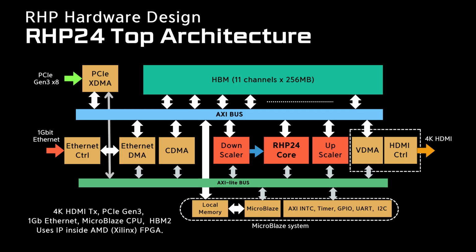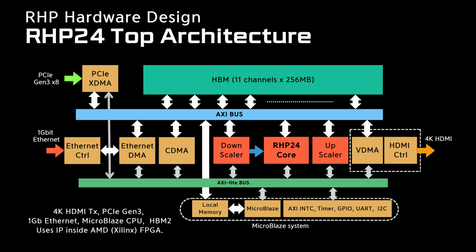This slide shows the hardware architecture of RHP24. RHP input is PCIe or Gigabit Ethernet. The output is 4K HDMI, which is the SLM input interface. PCIe, Ethernet, HDMI, DMA, microprocessor, etc. used Xilinx IP. User logic includes RHP24 core, downscaler, and upscaler logic. The memory used was HBM with 11 channels, 256 megabytes per channel.